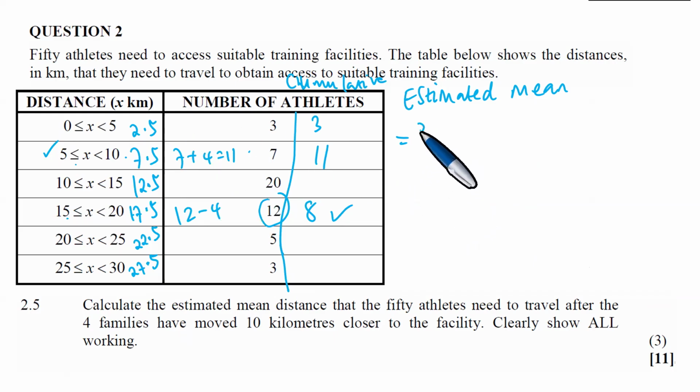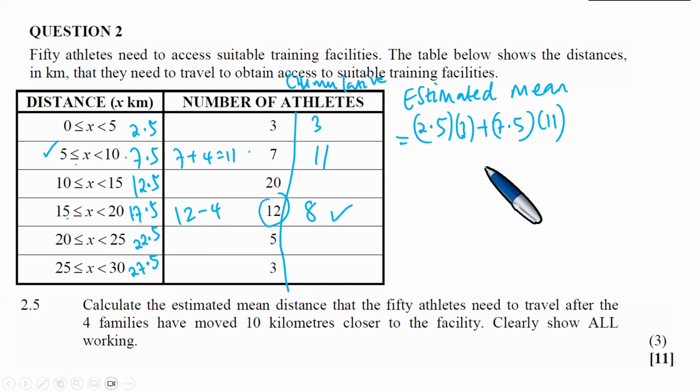And then now here we're going to take 2.5. 2.5 we multiply by what? By 3. And then we have 7.5. You multiply by 11. So they can trick you with this tomorrow. If some of the athletes move from one group to another, they change the numbers. So which means that here you'd have 12.5. 12.5 you multiply by what? 20.